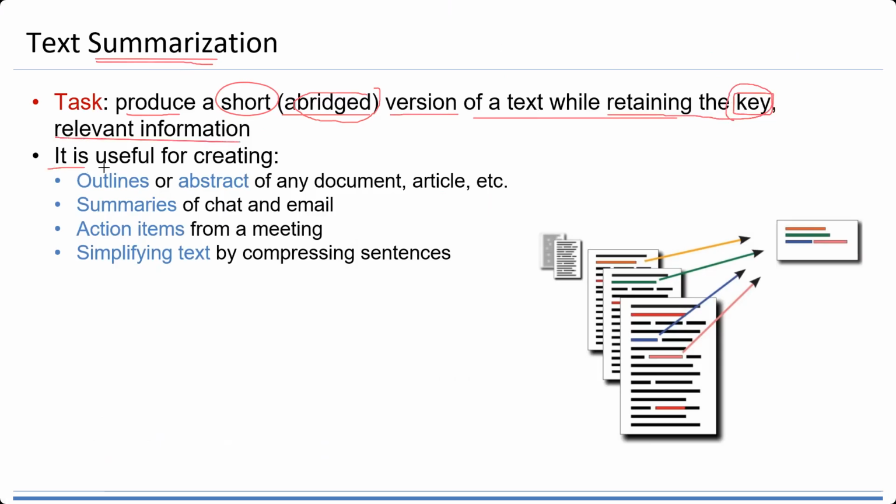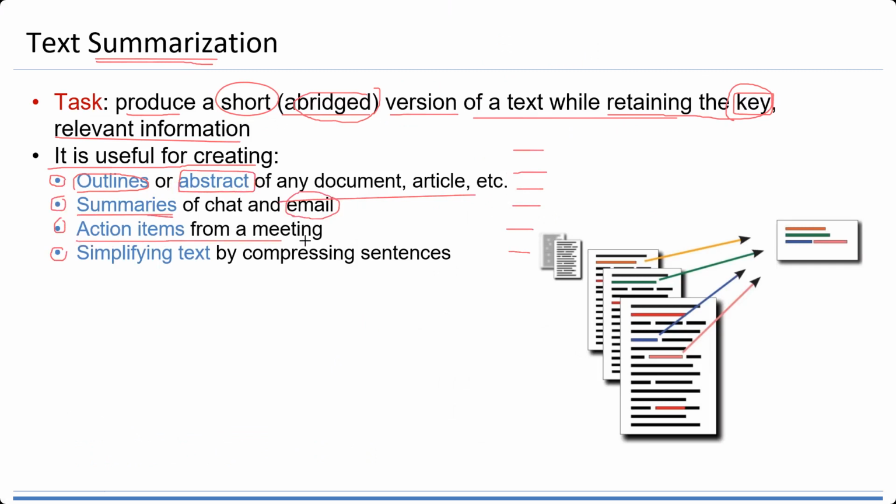So this is a task useful for creating outlines. Outlines means, like this one, we usually put the palette, or abstract, tool of any document, article, and etc. We can make summary. So if you do chatting, so there are many chats, or if you have a lot of emails, we can make summary.